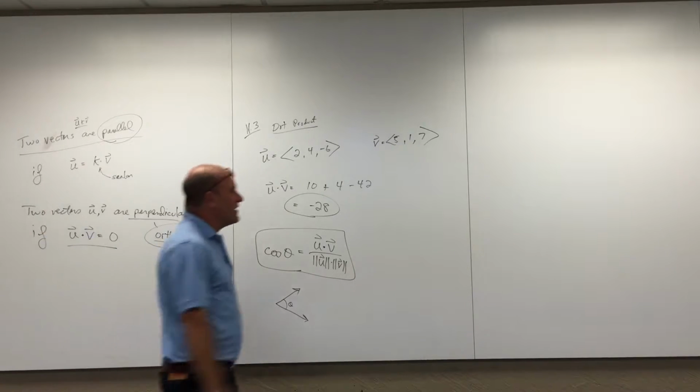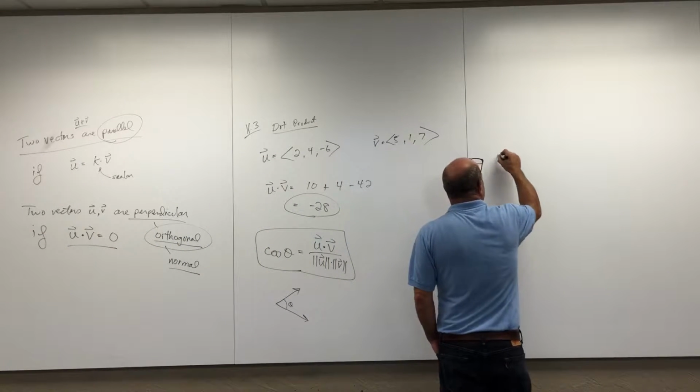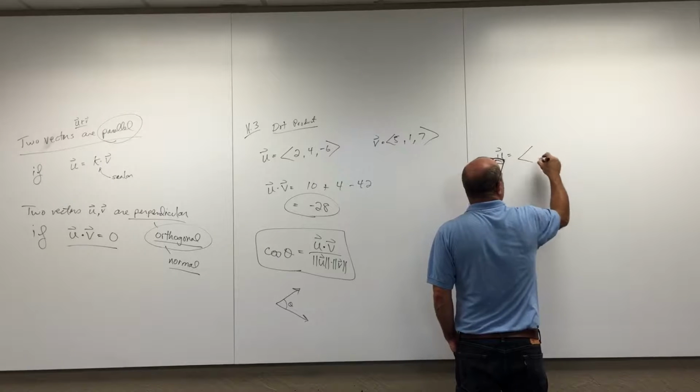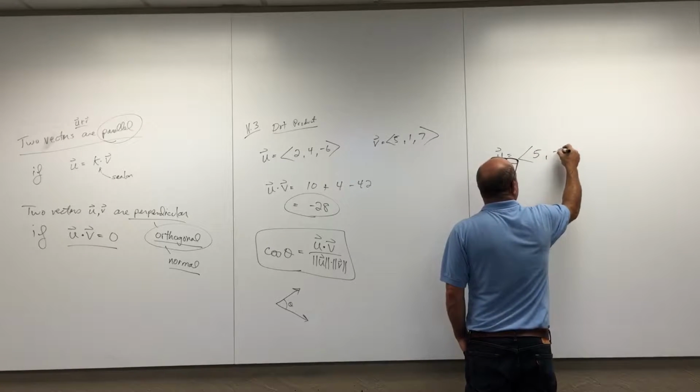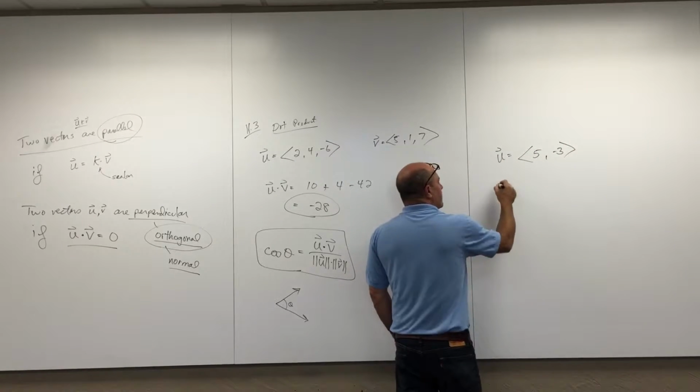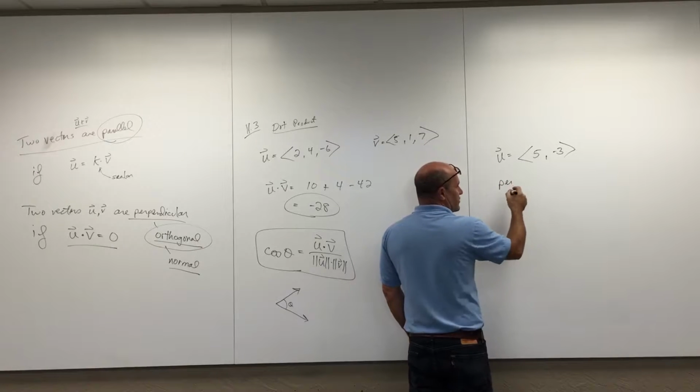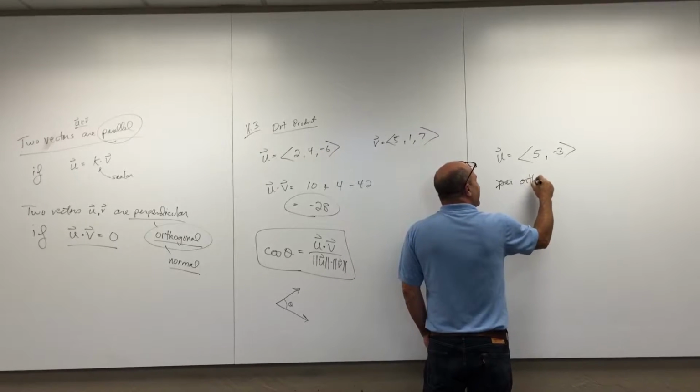Hey, so could you just watch this. This is kind of fun. So here's a vector. Can you find me a perpendicular vector, please? Here's a vector. Can you find me a perpendicular, maybe I should use the word orthogonal. Orthogonal.